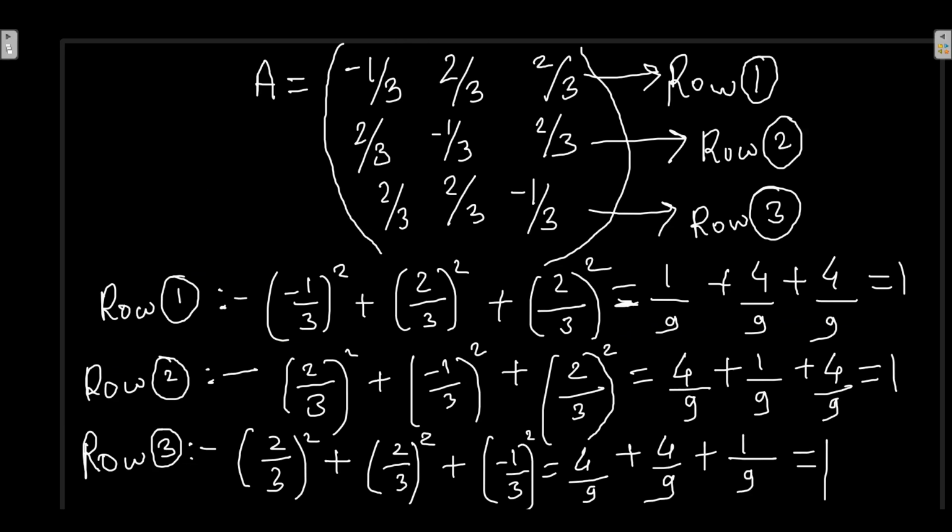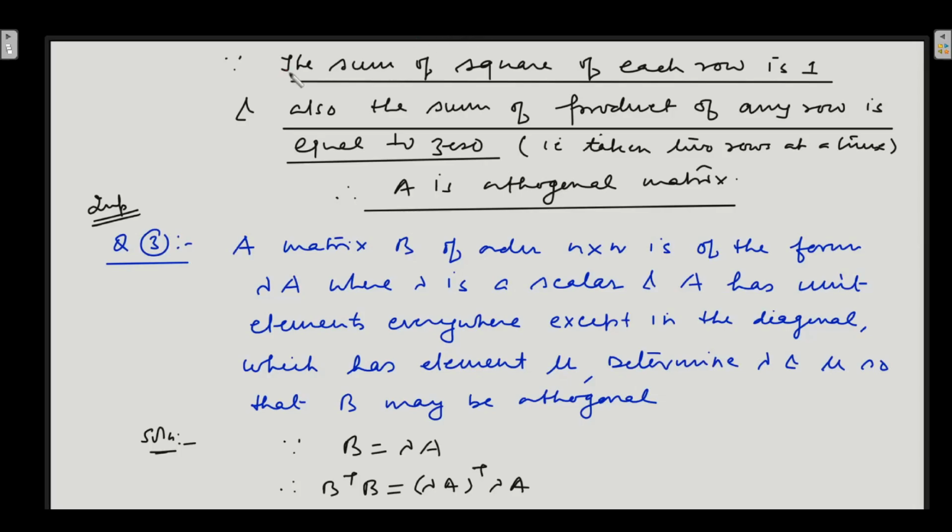Okay, so row 1, all elements squared: this square plus this square plus this square, row 1 complete, so their sum is equal to 1. This element squared, this element squared, this element squared, row 2 complete, so their sum is equal to 1. Row 3 complete, so their sum should be equal to 1, and they are coming out to be equal to 1. So one set of conditions they are satisfying.